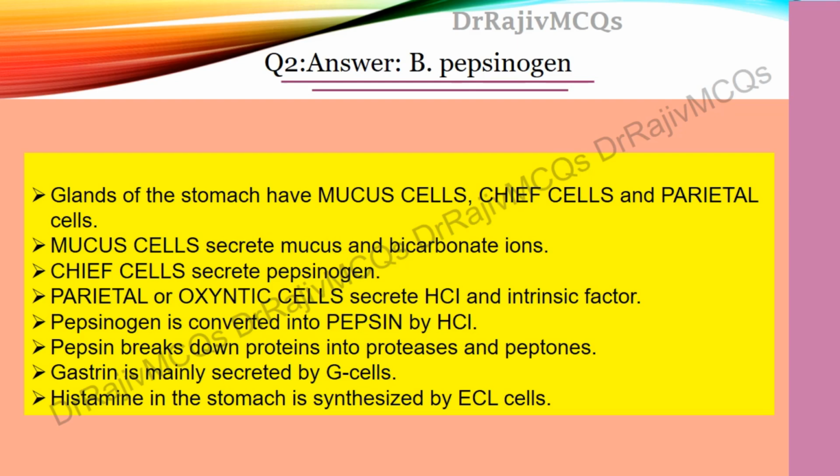Gastrin is mainly secreted by G cells, which are neuroendocrine cells in the pyloric antrum of the stomach. It is also secreted by the duodenum and pancreas. Histamine in the stomach is synthesized by enterochromaffin-like cells or ECL cells. It stimulates histamine H2 receptors on the parietal cells, resulting in gastric acid secretion.